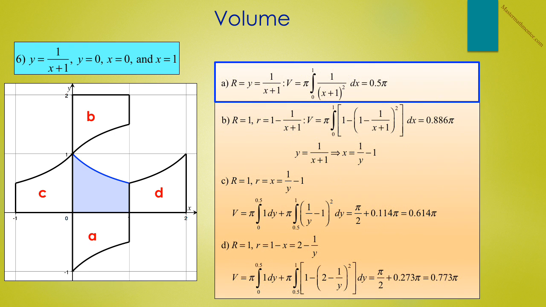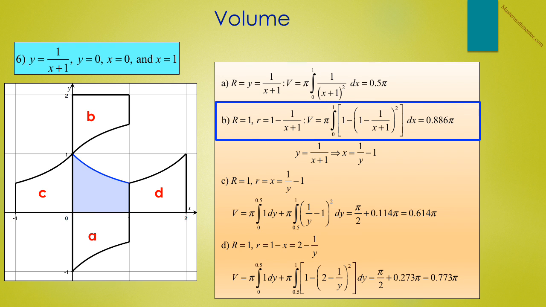In A, we are rotating about the x-axis. This is a disk situation with capital R equaling y, which is 1 over x plus 1. So V equals pi integral from 0 to 1 of (1 over x plus 1) squared dx, which is 0.5 pi.